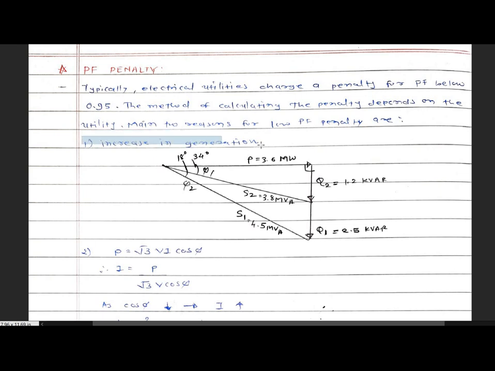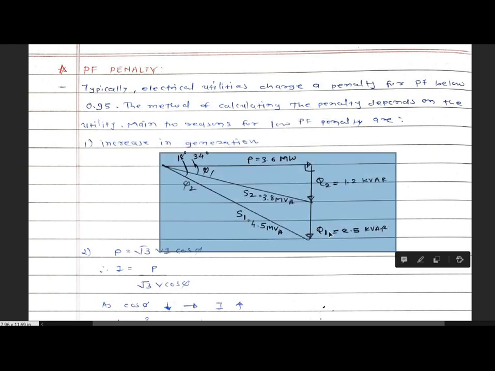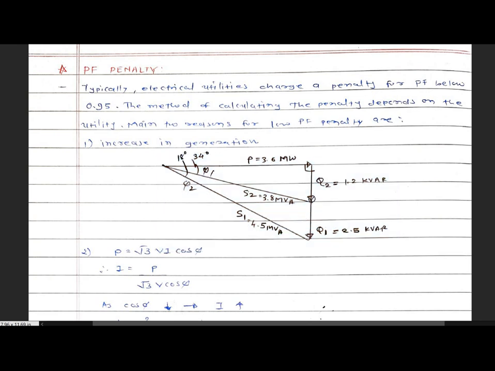This is the figure for the first case: Q1 is equal to 2.5 MVAR and the corresponding S1 is equal to 4.5 MVA. For this Q1 and S1, our active power is P is equal to 3.6 megawatt. Now we improve our power factor and make the reactive power lesser, from 2.5 to 1.2 MVAR.